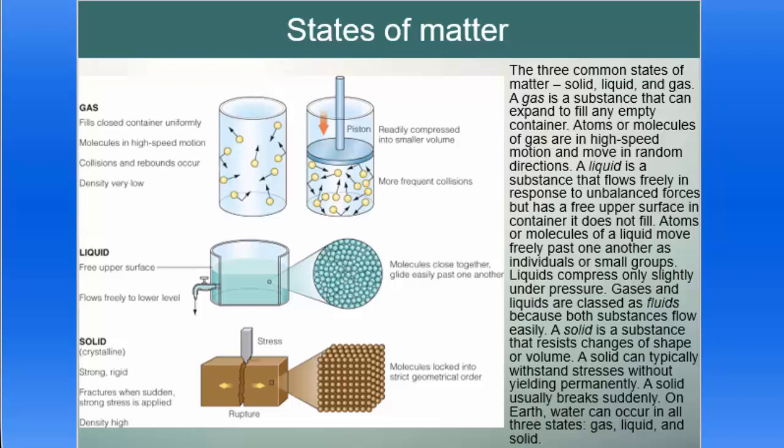So a gas is a substance that can expand to fill any empty container. Now, atoms or molecules of a gas are in high-speed motion as they move in random directions. They move just about any different way. A liquid is a substance that flows freely in response to unbalanced forces. So if you've got a glass of water, it's sitting there perfectly still. If you tip the water over, now you have an unbalanced force, and that water will flow freely because of that unbalanced force. But it does have a free upper surface in the container if it doesn't fill that container.